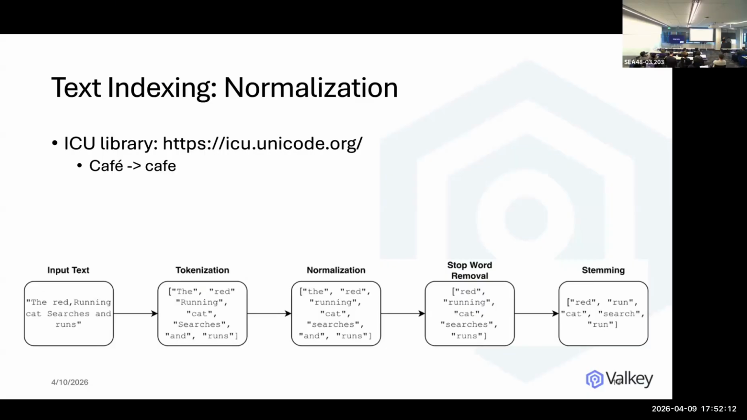So for normalization, by default, English is of course just lowercase and capital letters mostly, but we still run it through an ICU library if it contains non-English characters. So cafe, French with an accent aigu on the E, will be normalized to just a normal E.